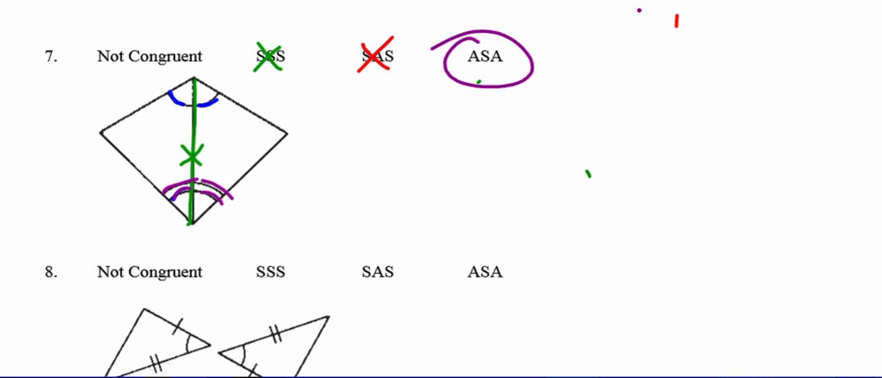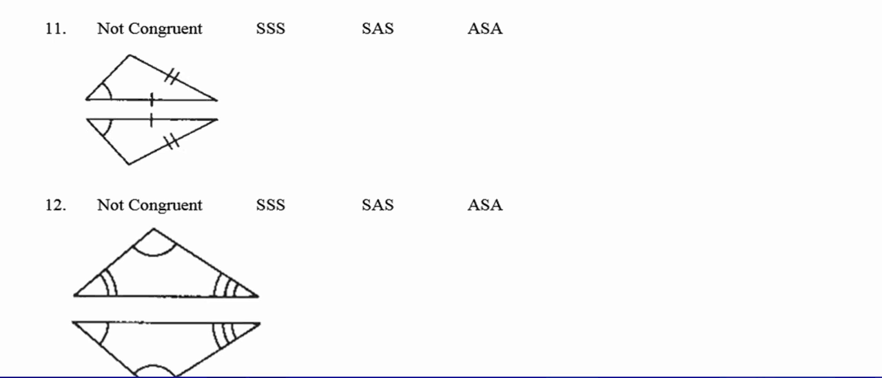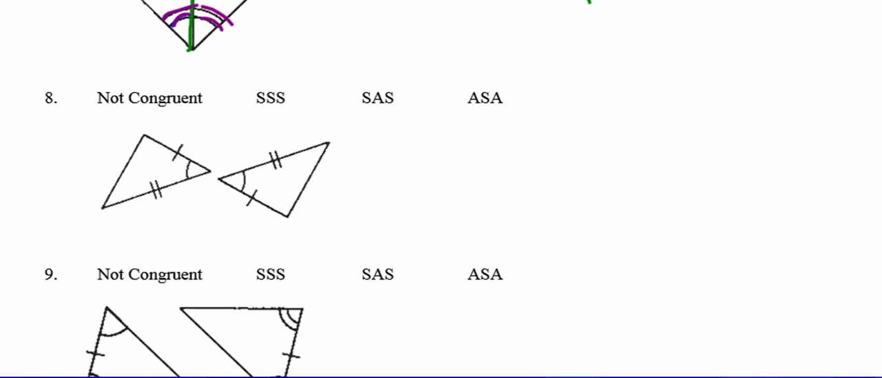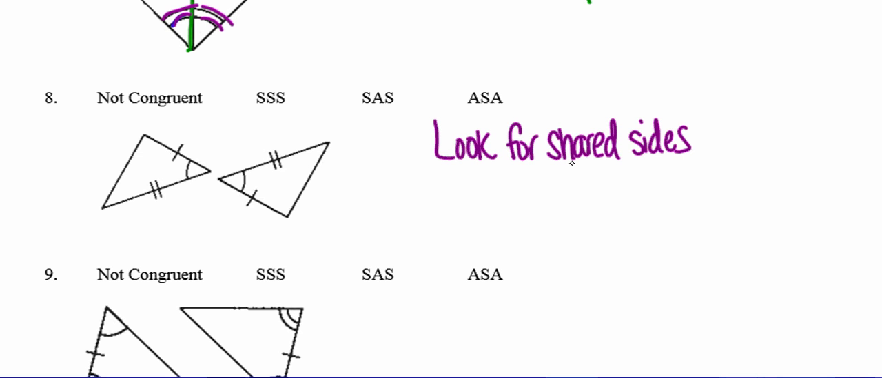I'm going to have you go ahead and complete for the rest of this assignment the rest of the examples on page 23 and on page 24. But before you draw your conclusion, I want you to look for shared sides. And I want you to look for vertical angles. So make sure you're looking for those 2 parts in the diagram before you draw your conclusion.